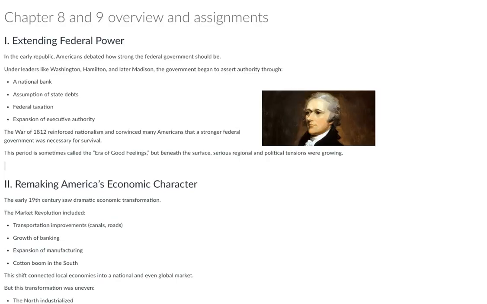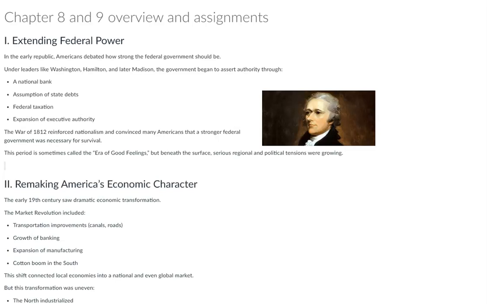But during this time period between 1790 and the 1830s, this period is sometimes called the era of good feelings. But beneath the surface, serious regional and political tensions are growing. So federal power expanded. It didn't do it all at once, but through crisis, through war, and also out of basic economic need.